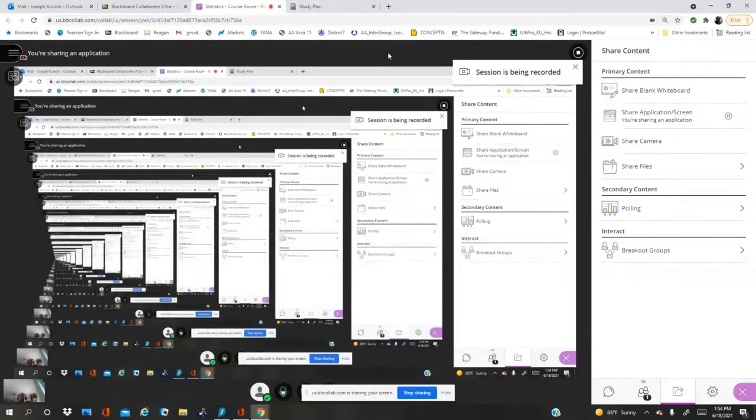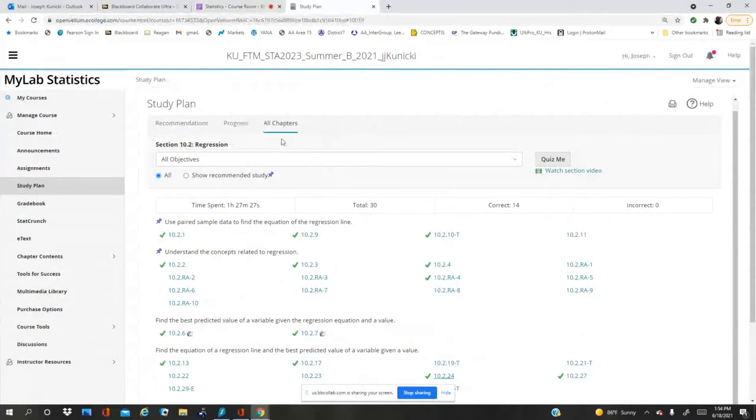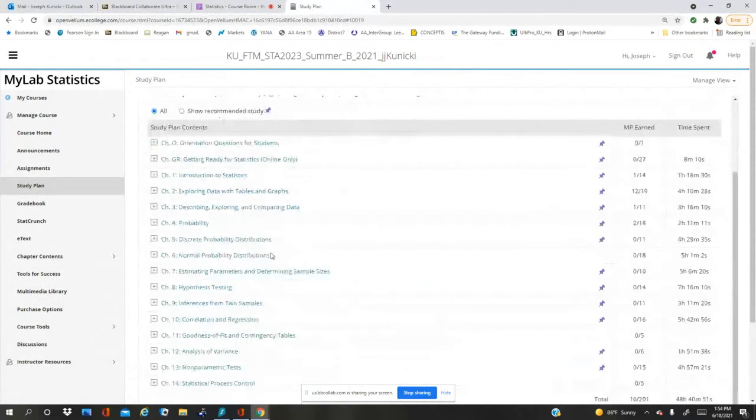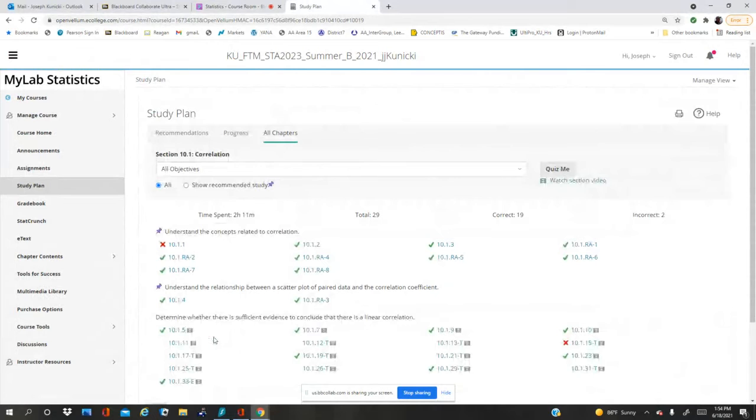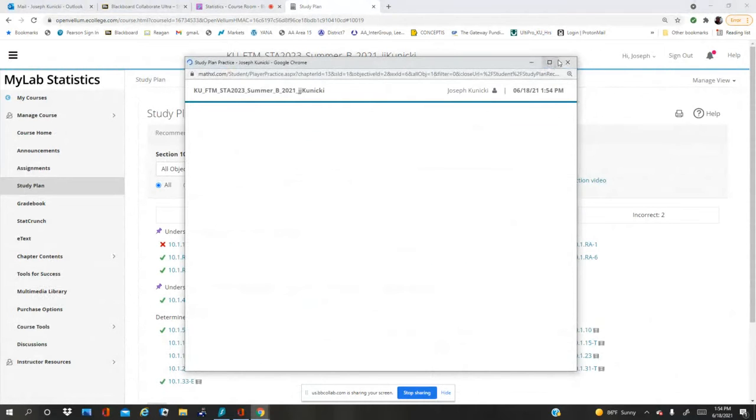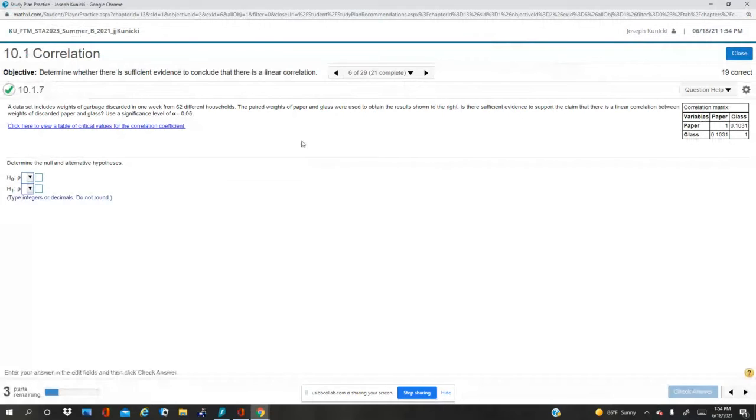This is problem 10.1.7. So they want you to, first of all, determine the null and the alternative hypotheses. This is set in concrete. It never changes. For a correlation coefficient, remember, rho is the population parameter for the correlation coefficient, and R is the sample correlation coefficient. It's the statistic which represents or estimates rho.